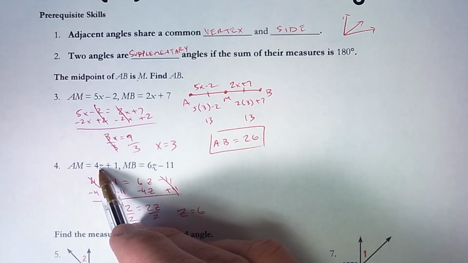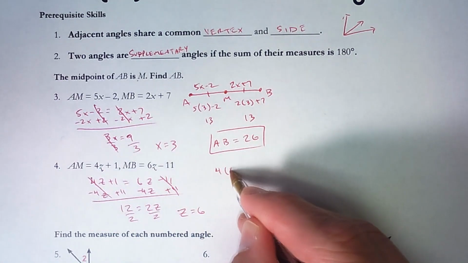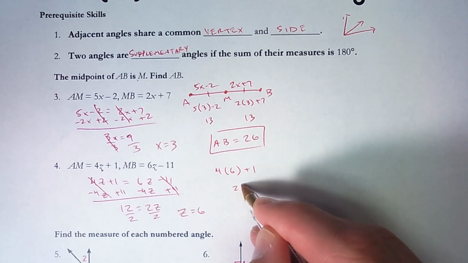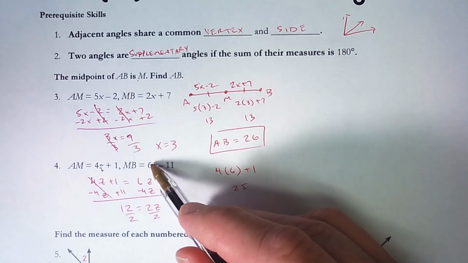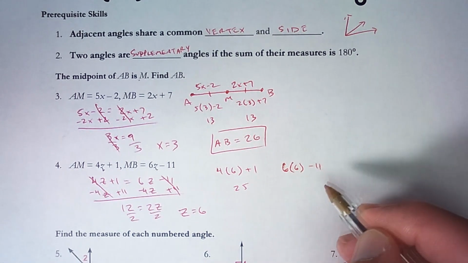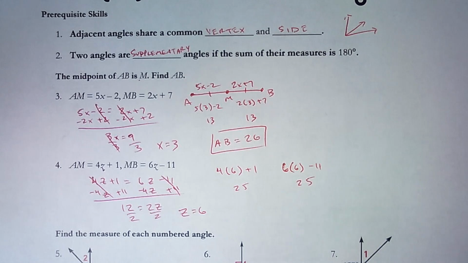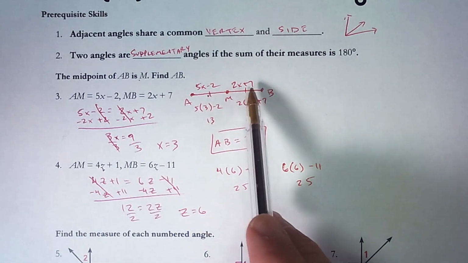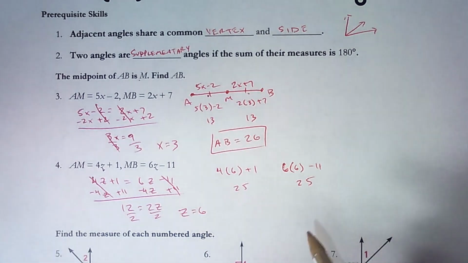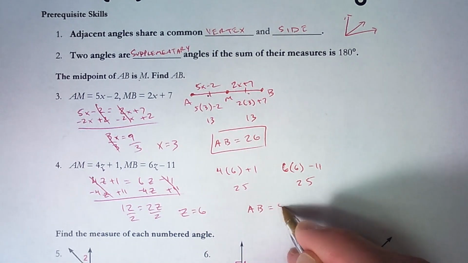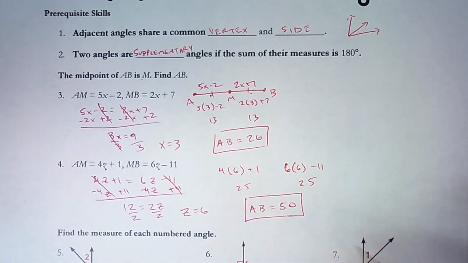Okay, so if I plug in z here, I get 4 times 6, which is 24, plus 1 is 25. Then 6 times 6, which is 36, minus 11 is 25. Okay, so that's good that these came out the same because they're supposed to be congruent segments like up here. Okay, now I'll add them together to get that the length of AB is 50.